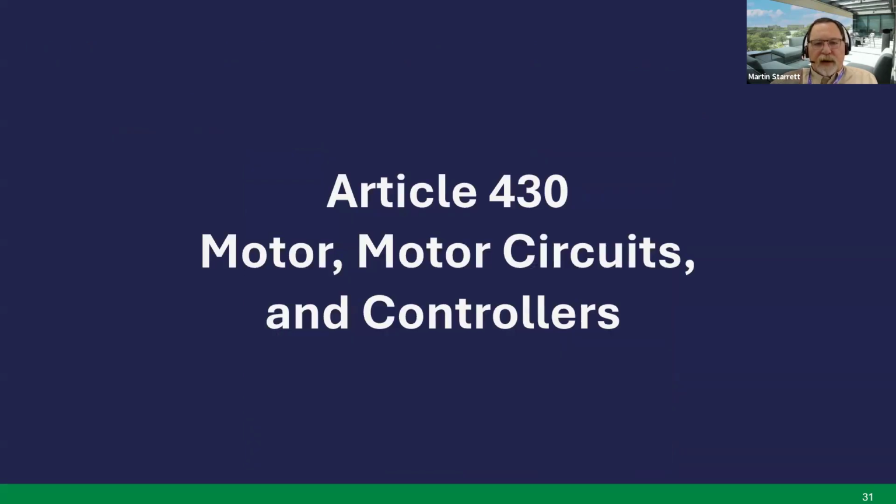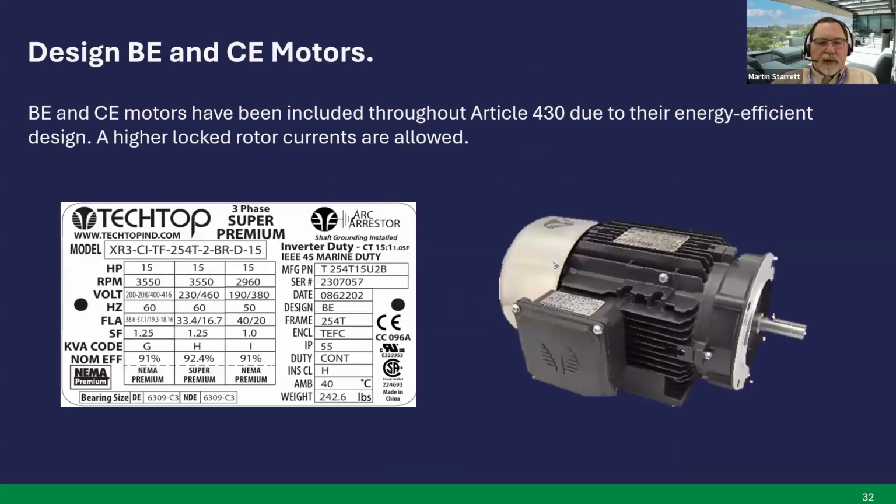Next slide. Article 430, motor circuits and controllers. Throughout Article 430, these design BE and design CE motors have been included due to their energy efficient design. Higher locked rotor currents are allowed on these. I'm not too familiar with these. These are kind of a newer technology, but they're supposedly more energy efficient. So they're including these into Article 430.